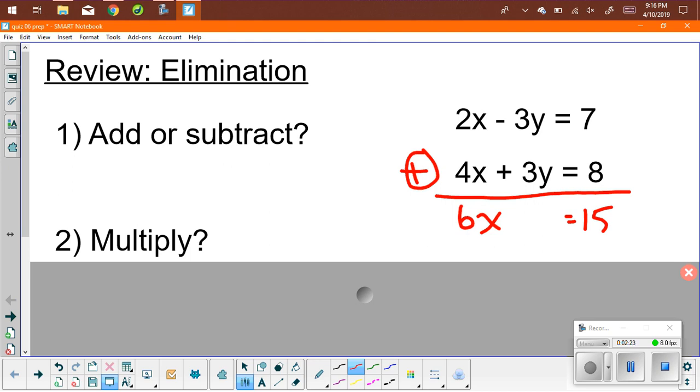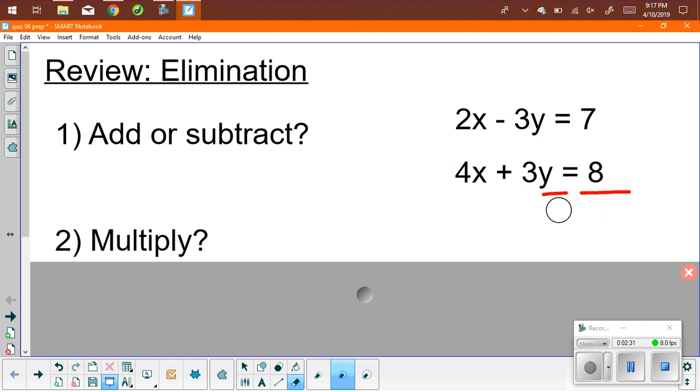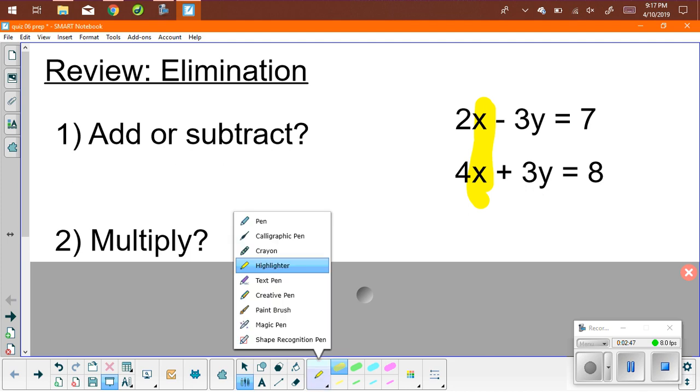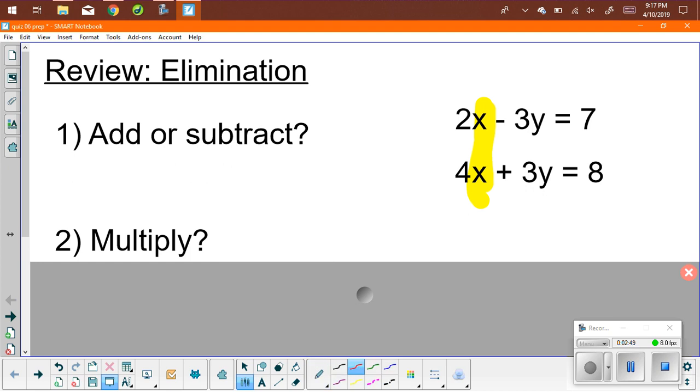The second question, which I've already revealed here, is: do I need to multiply anything? Again, in the one I just showed you, I technically don't, because I had a pair of numbers that match. But let's say they didn't match, or let's say I really want to get rid of x for some reason. I don't want to get rid of y. I want to get rid of x. So currently I have a 2 and a 4, right? What can I do to make them match?